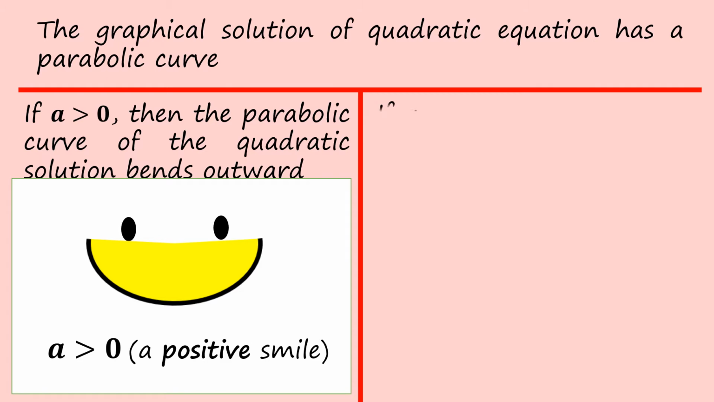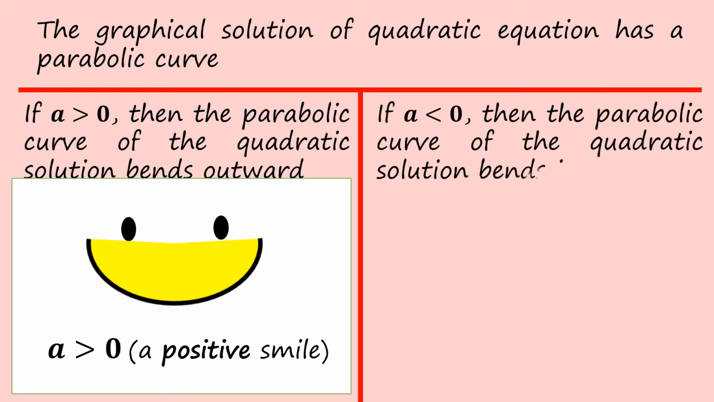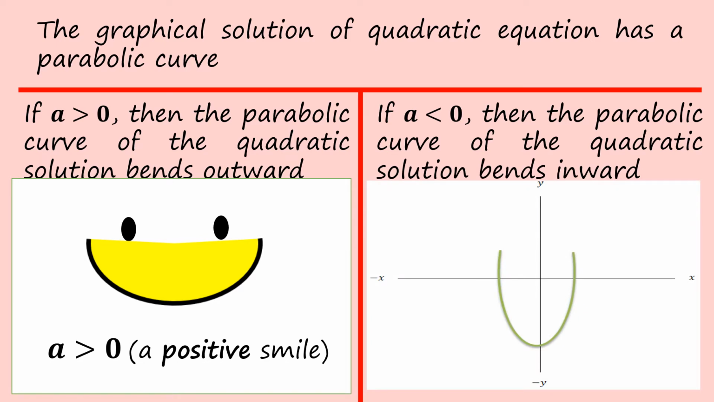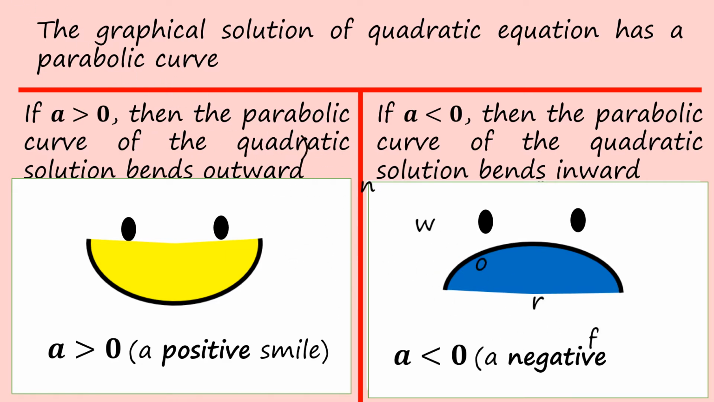Now let's consider if a is less than 0, then the parabolic curve of the quadratic equation bends inward, as we can see in this diagram. Now let's consider this example: 6x minus x squared plus 18 equals 0. In that case, a is minus 1, and that is going to give us a negative frown.